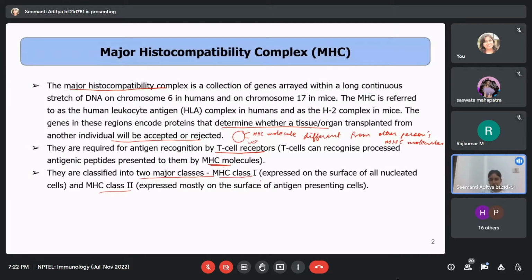So MHC class 1, as we know, is expressed on the surface of all nucleated cells. So basically every cell in your body except your RBCs or non-nucleated cells will have MHC class 1. And MHC class 2 is expressed mostly on the surface of antigen presenting cells. So what are antigen presenting cells? Again, just a brush up. These antigen presenting cells include B cells, macrophages, and dendritic cells. So these are the professional APCs.